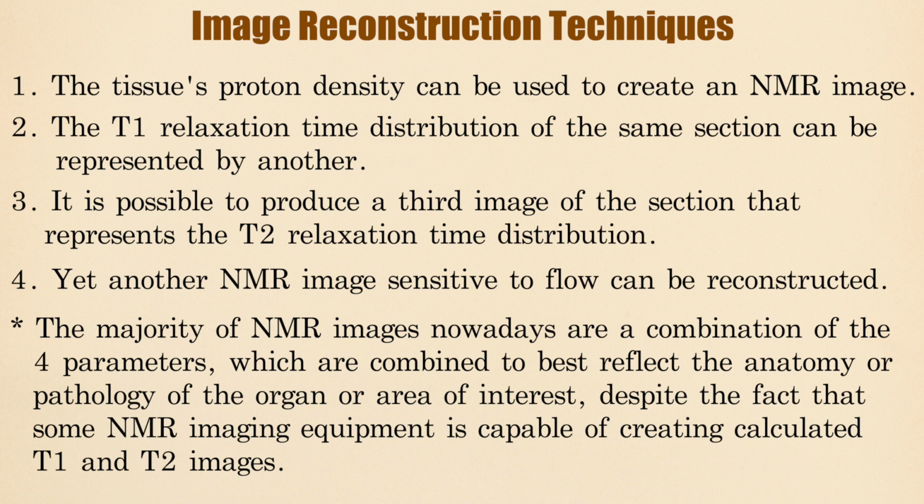The majority of NMR images nowadays are a combination of these four parameters, which are combined to best reflect the anatomy or pathology of the organs or area of interest, despite the fact that some NMR imaging equipment is capable of creating calculated T1 and T2 images.